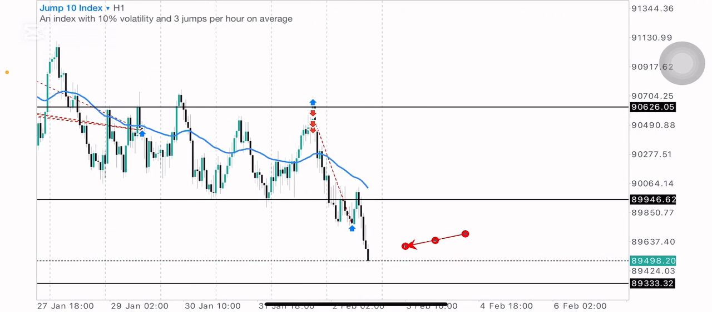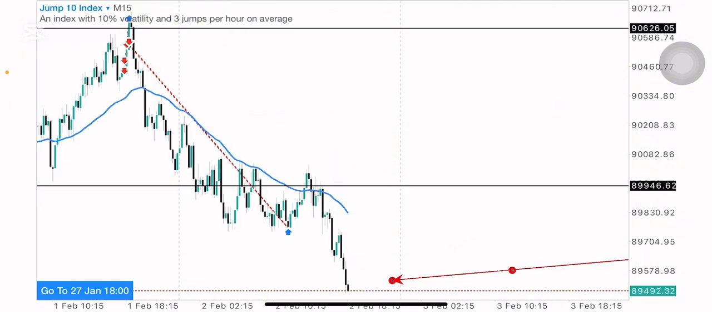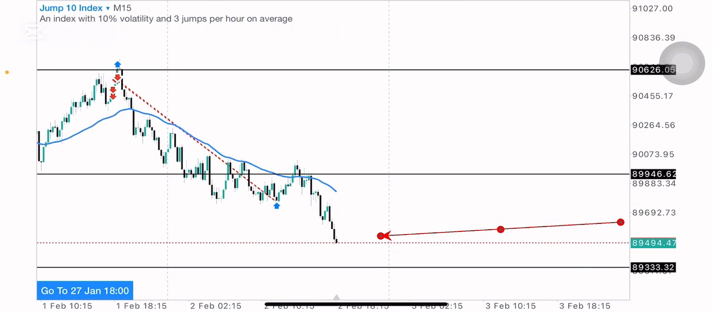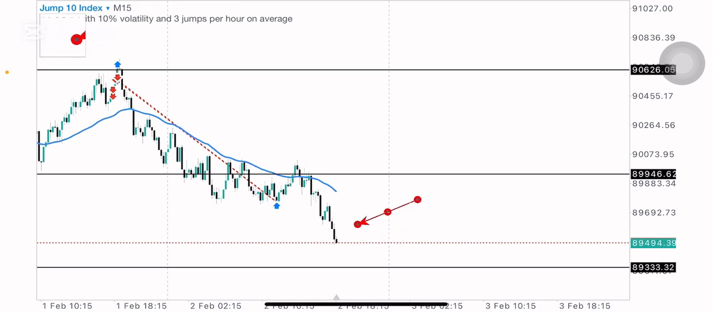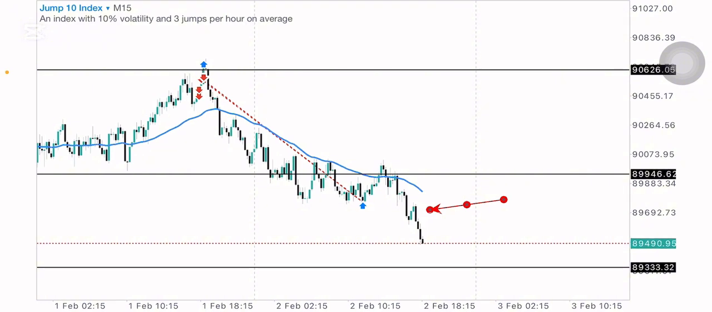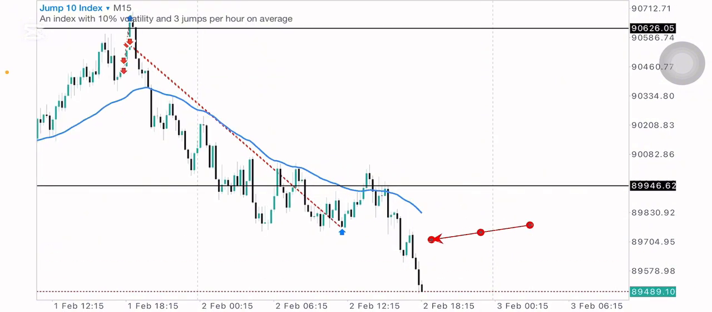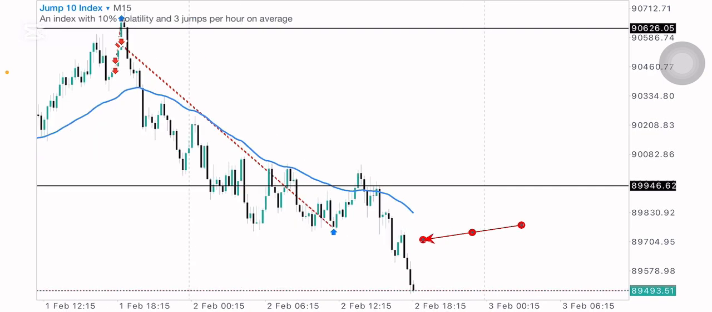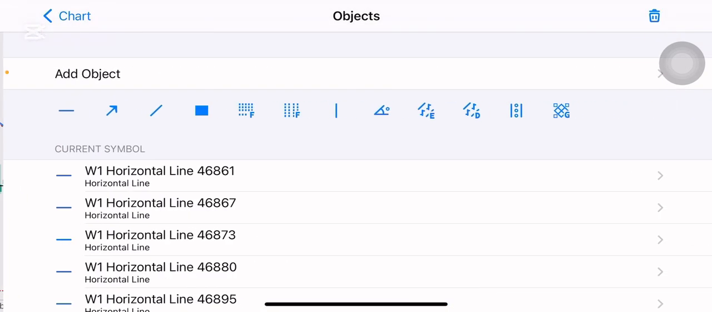Jump 10 Index is on fire. It's on fire to the downside. So we have to find a way to cash in, because we have to cash in for you to cash out. So let's find a way to cash in on this. This is amazing, guys. I love this kind of setup.